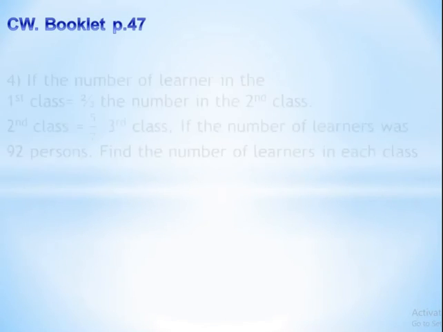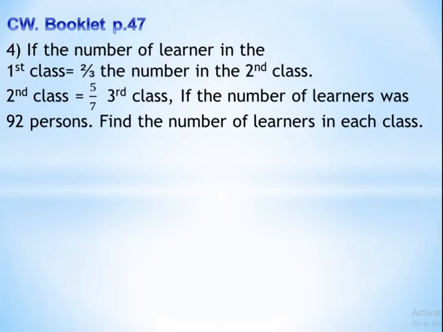Okay, let's see classwork booklet page 47. If the number of learners in the first class is 2/3 of the number in the second class, and the second class is 5/7 of the third class, and the total number of learners was 92 persons, find the number of learners in each class.